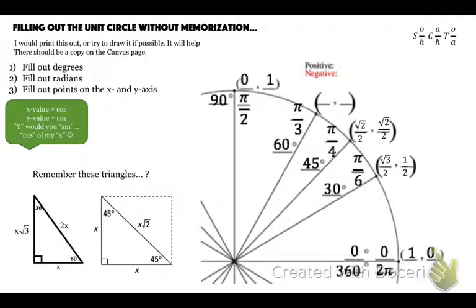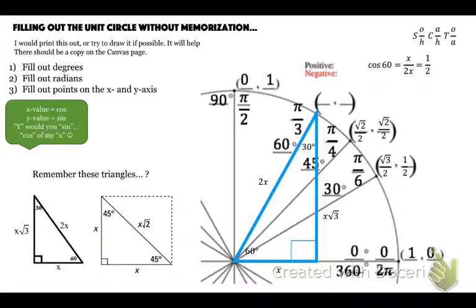Okay, last one. So now we're going to use the 30, 60, 90 triangle again, but now the 60 degrees is the angle we're working from. So opposite of 60 is x square root of 3, opposite of 30 is x, hypotenuse is 2x. So cosine of 60 is x over 2x, which is 1/2. So that is 1/2. Sine of 60 is x square root of 3 over 2x, which is the square root of 3 over 2.